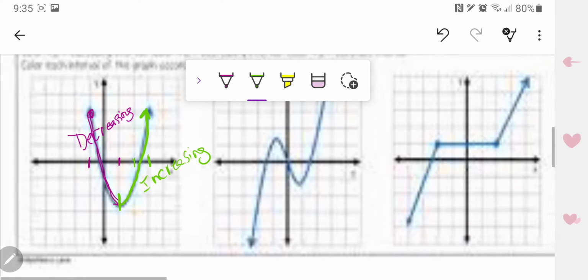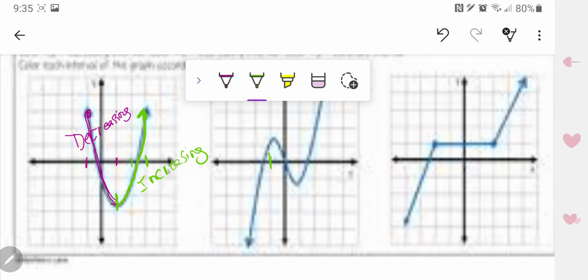Okay, so from here, what is it doing from -1 to 1? Well, it is decreasing. What is it doing when it's less than that? Don't go like this. Don't go that way. Remember, you always want to read from left to right. It's increasing. Increasing, decreasing, and again over here is increasing.